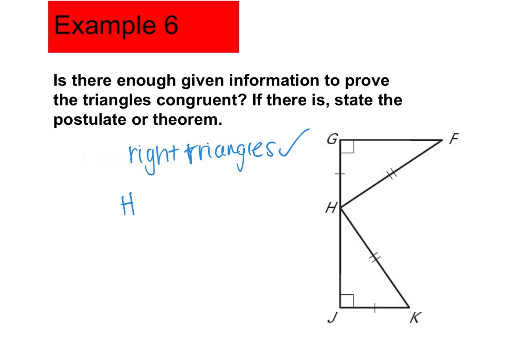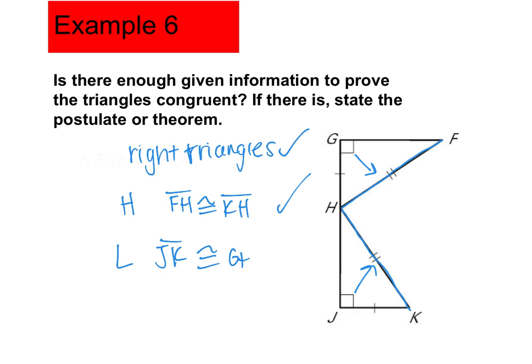Let's identify what our hypotenuses are. Emma? FH and KH. Are those congruent? Very good. So we write FH is congruent to KH. How do we know that those are the hypotenuses? Oh, the longest. And they're opposite the 90, right? Okay. Do we know that a leg is congruent? Yes. We sure do. We know that JK is congruent to GH. So we can apply the HL theorem to prove congruence.